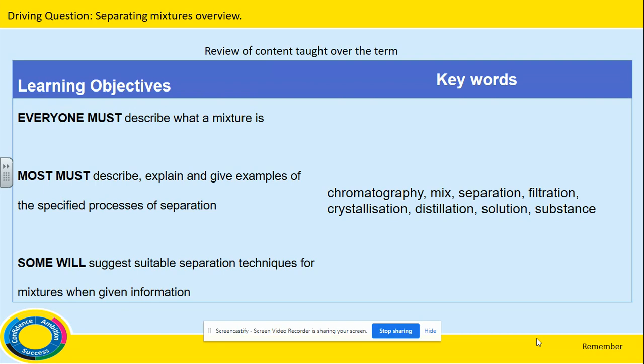Keywords that we'll be using are chromatography, mix or mixtures, separation, filtration, crystallization, distillation, solution, and substance.